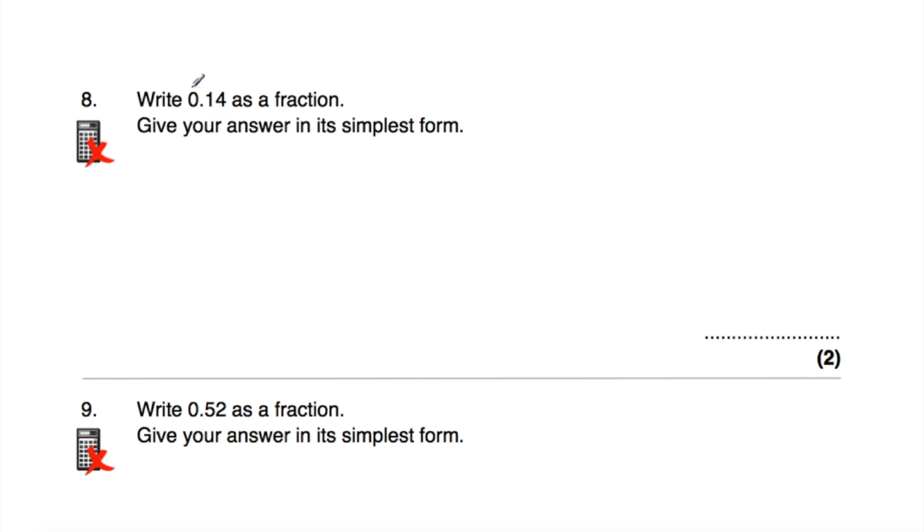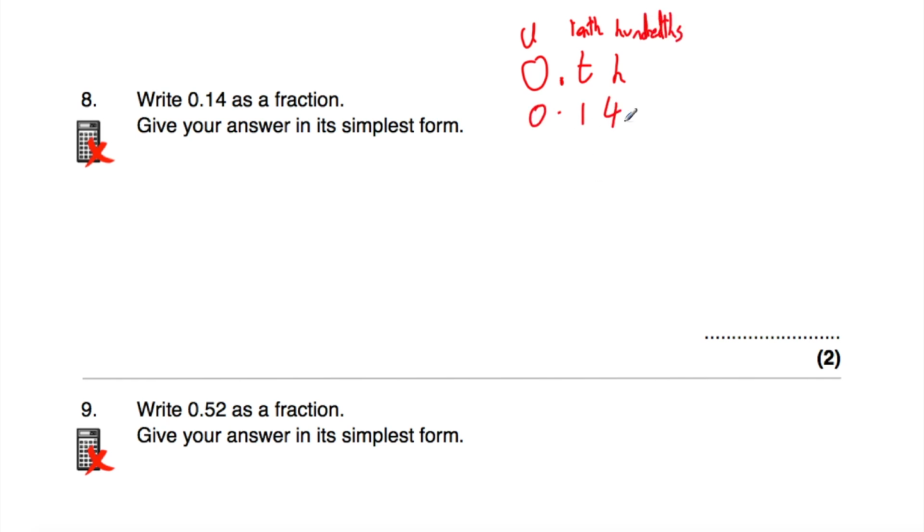Okay, so question number 8. Question number 8 says write 0.14 as a fraction and to give our answer in its simplest form. Okay, so let's consider our place value columns. We've got our ones or our units, depending on which one you call it. I tend to call it units, but some students call it ones. Then we've got our decimal point. Then we've got our tenths, so that's your tenths. And then we've got our hundredths, so they're your hundredths.